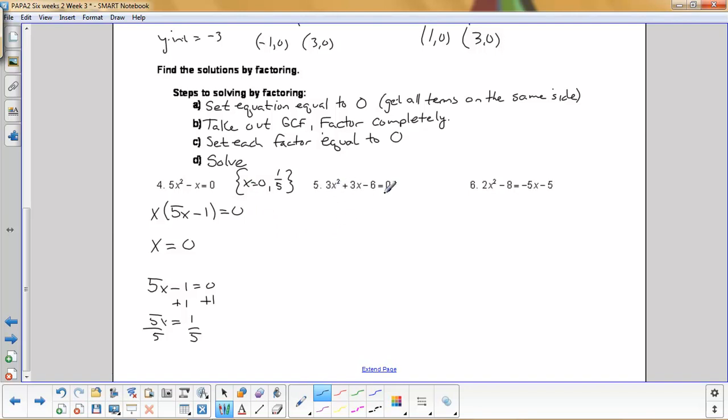All right, again, we're setting it equal to 0. All of the terms are on the same side. We're good. Step number 2, greatest common factor. That greatest common factor is 3. That leaves us with x squared plus x minus 2 equals 0. Factor completely, I get 3 times (x plus 2)(x minus 1).